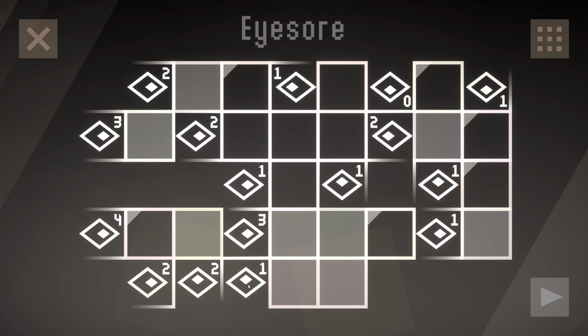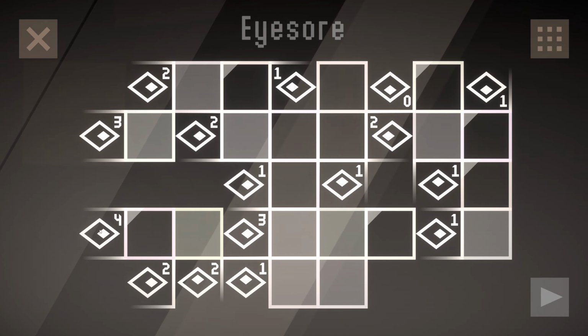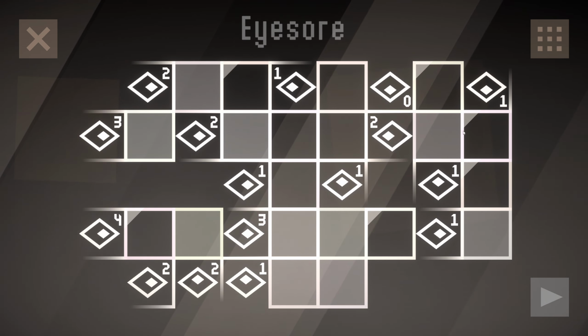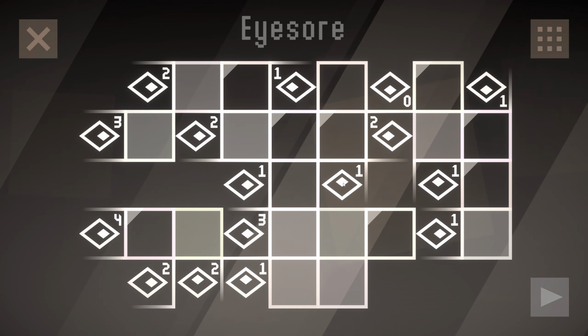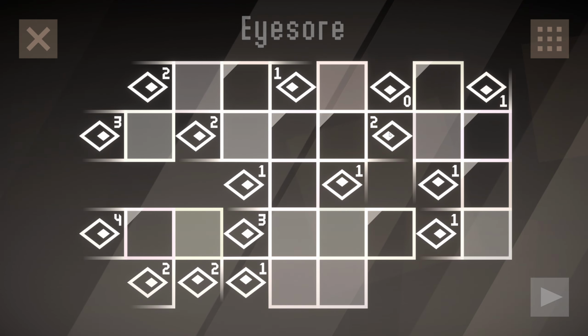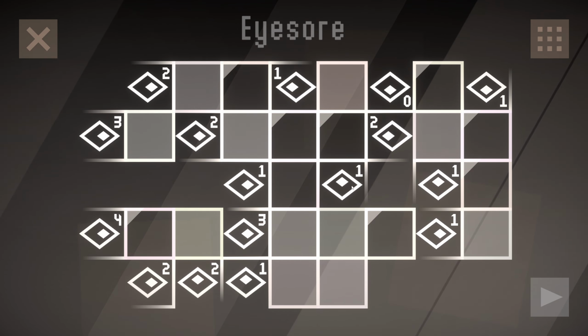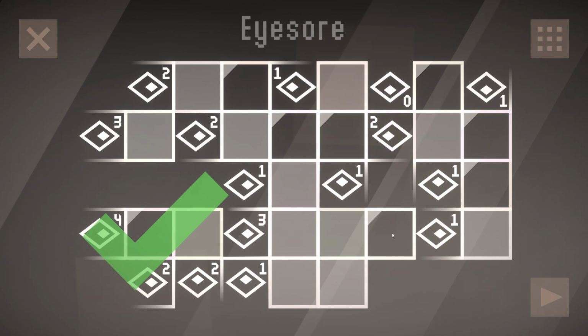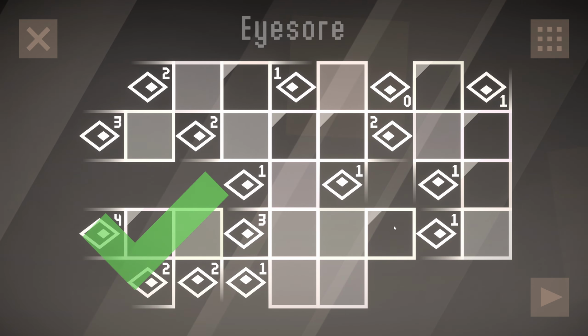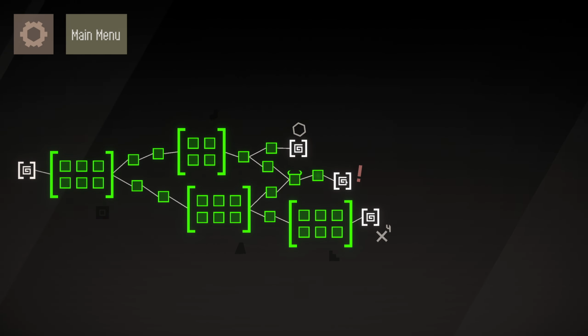3 is done. 1 is 1 of these. It can't be that one. So it must be this one. That one's accommodated. This 2 is done. This 2 is done. This 4 is done. This 3 is done. So it's not those. This one needs 1. This 2 has 2. This one has 1. This one needs 1. Great puzzle. Difficult to look at. But then it is called Eyesore. So how mad can I really be? And that gets us through a portal.